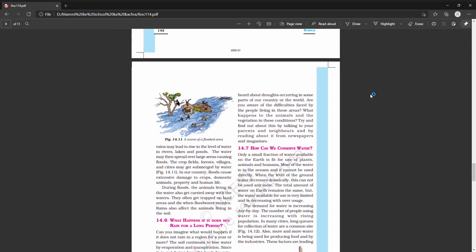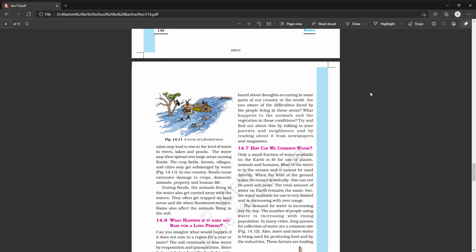You might have heard about droughts occurring in some parts of our country or the world. Are you aware of the difficulties faced by the people living in these areas? What happens to the animals and the vegetation in these conditions? The animals and people living in such areas will not get food. The vegetation will get dry. Try and find out about this by talking to your parents and neighbors and by reading about it from newspapers and magazines. How can we conserve water?